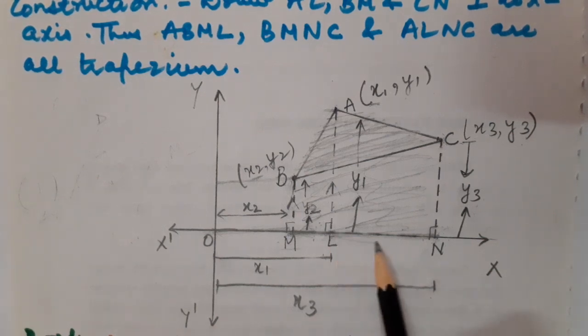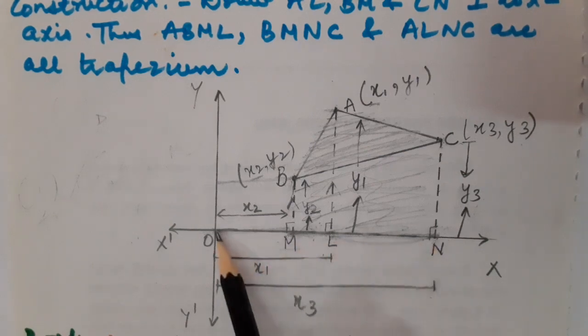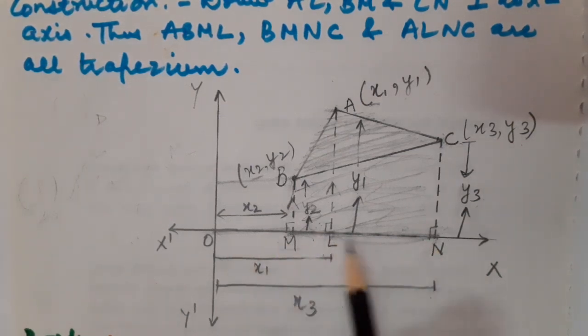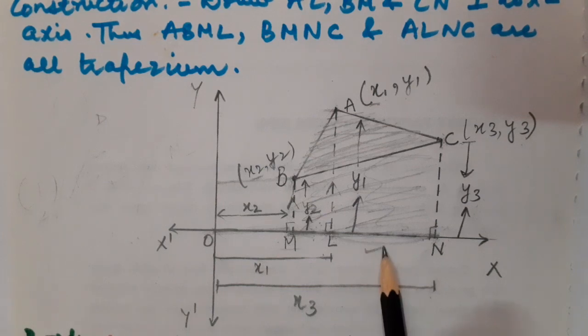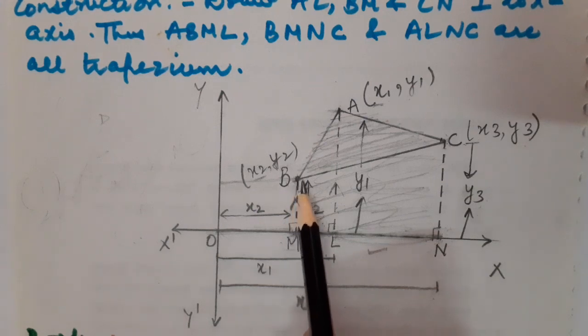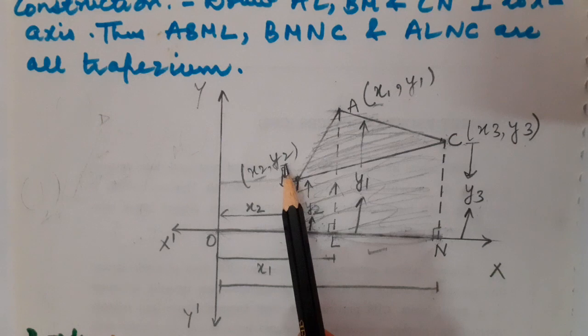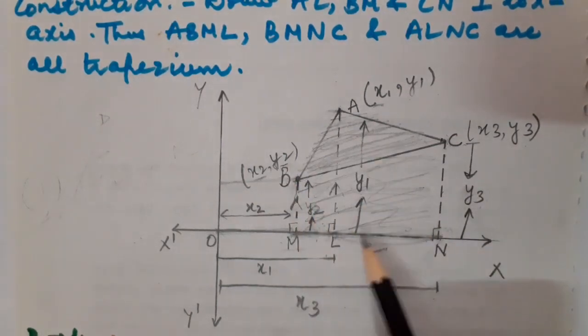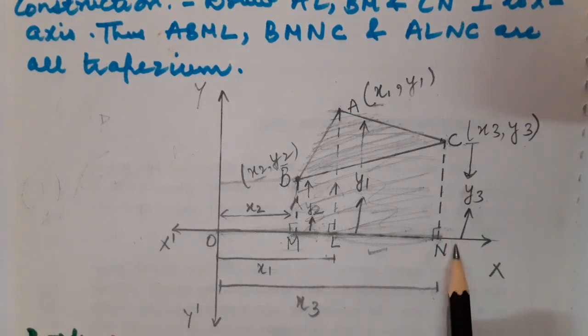So how can I calculate, children, this LN? Of course, if I subtract OL from ON, then I can get LN. So can I write x3 minus x1 to know LN? Fine. Now let us talk about y coordinates. The y coordinate of a point is its perpendicular distance from the x-axis. So this is the y coordinate, that is y2. This complete will be y1 and of course this complete will be y3.